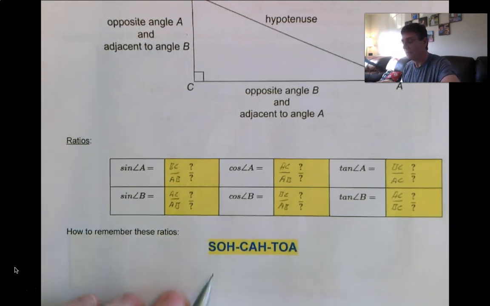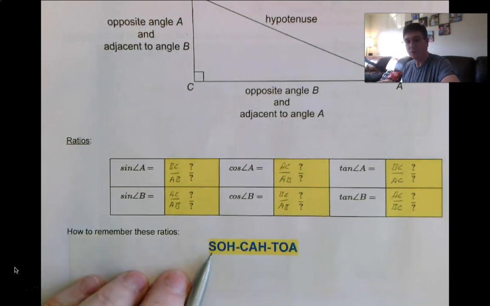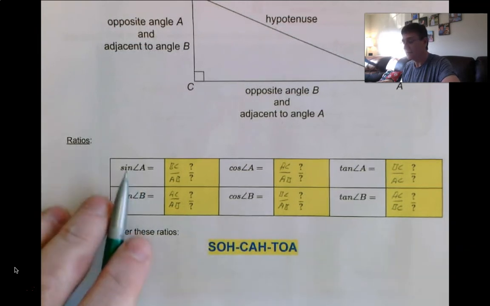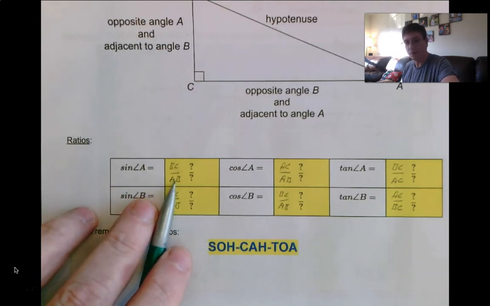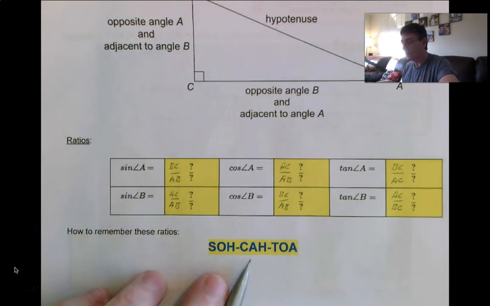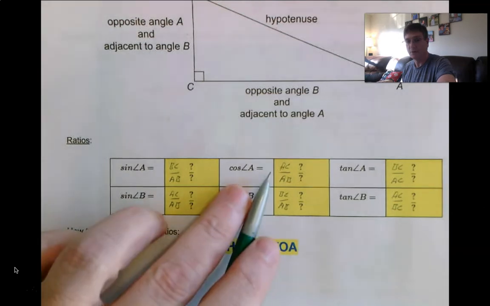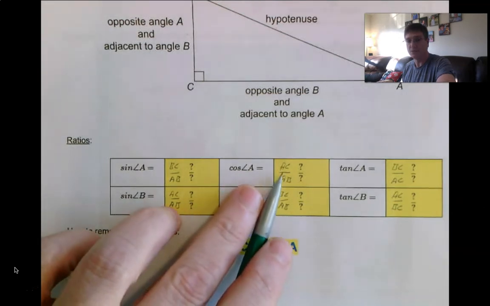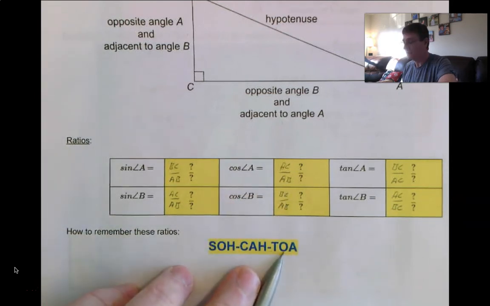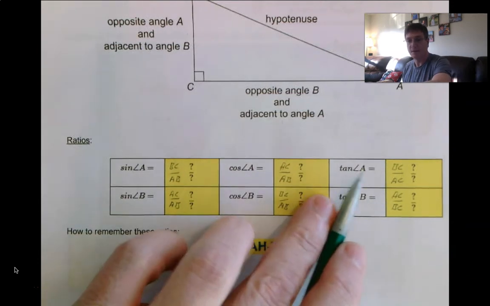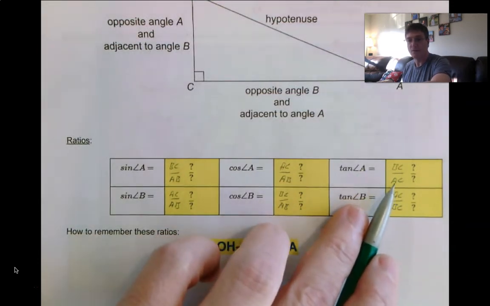What does all that mean? Sine is equal to opposite over hypotenuse. Cosine is equal to adjacent over hypotenuse. And tangent is equal to opposite over adjacent.